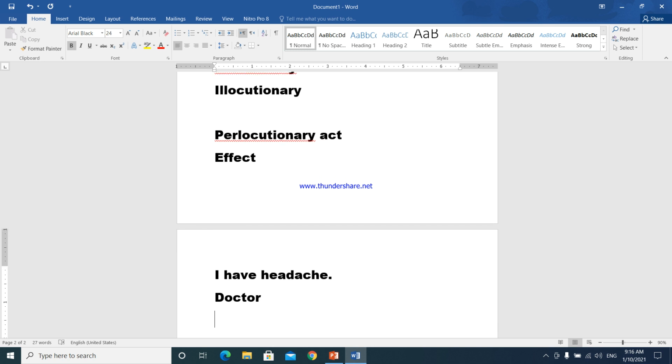هذا نرجع نربط بين الموضوعين ونشوف تأثير الكونتكست. If it is said by a patient to a doctor, it is a statement. Why? Because it gives information. And in this case, this is a very direct speech act.